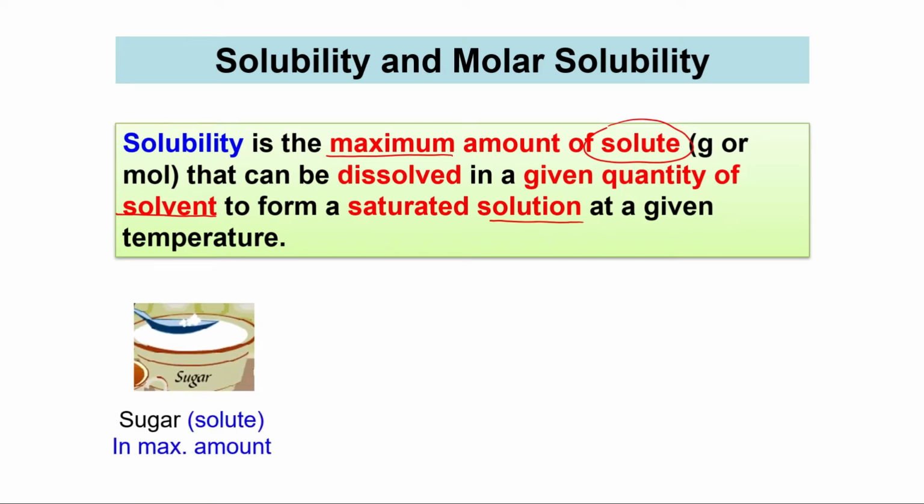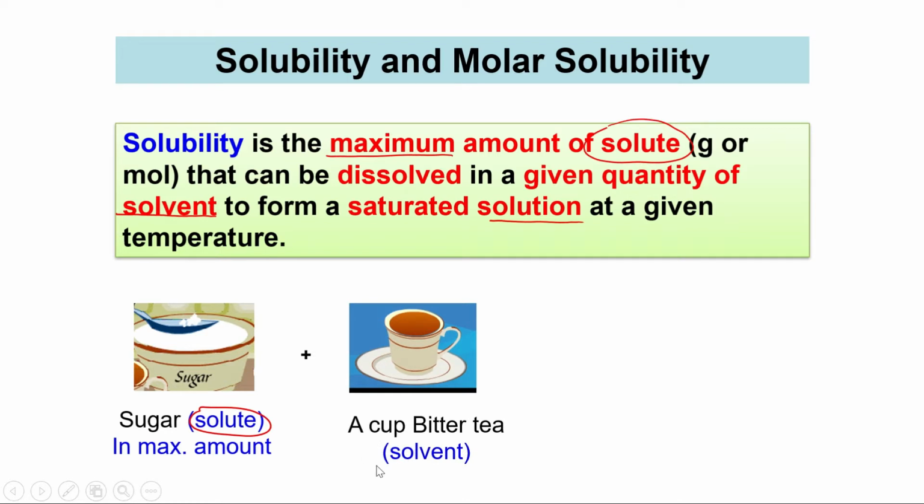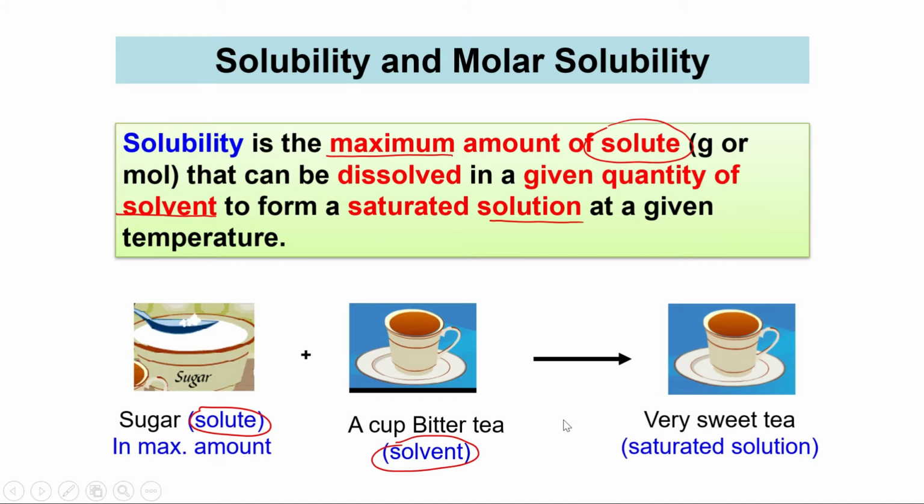Sugar is the solute. In its maximum amount, we mix it with a cup of bitter tea, and that bitter tea is the solvent. When we mix a solute into a solvent, it will form a saturated solution, which is a very sweet tea. Right? So the solute mixes with a solvent, forming a saturated solution. Simple. Next.